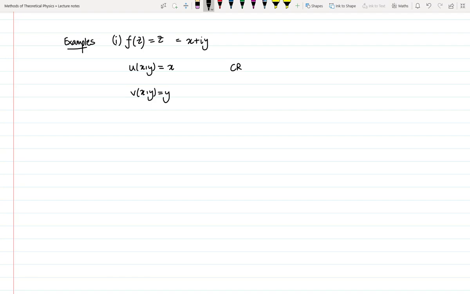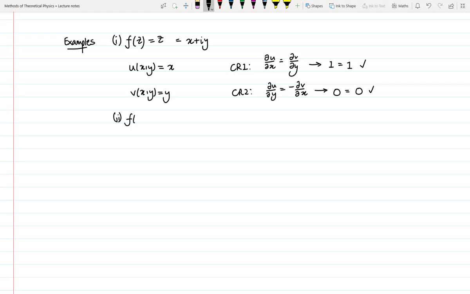Now the first Cauchy-Riemann condition was that du by dx is dv by dy. Du by dx is simply 1, and dv by dy is 1. So this first condition holds. The second Cauchy-Riemann equation was du by dy equals minus dv by dx. Du by dy is 0. dv by dx is 0. And so the second Cauchy-Riemann condition also holds. Therefore, f of z equals z is indeed complex differentiable.